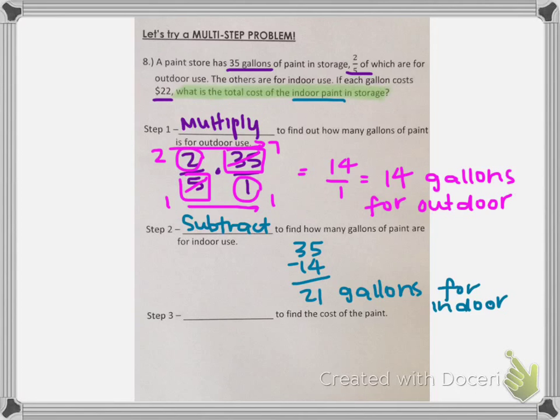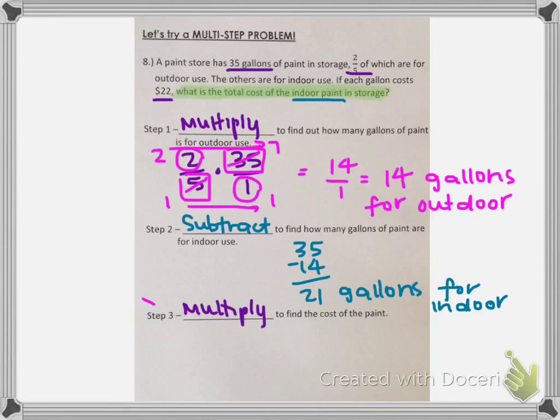And then that's not the final answer, because the question is, what is the total cost? Now we need to go back in the problem and remember that it says each gallon costs $22. So we have 21 gallons that are $22 each. What operation do you think we are going to do? Hopefully you said multiply.